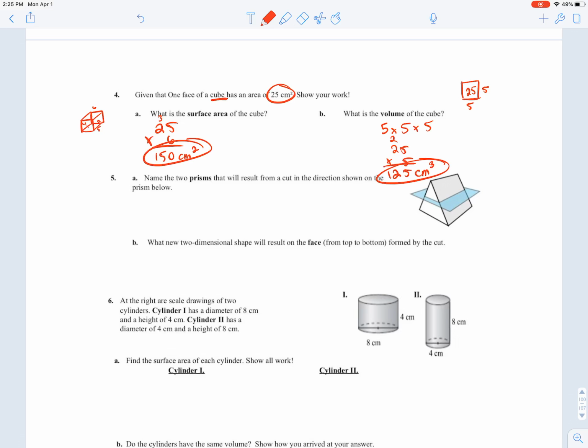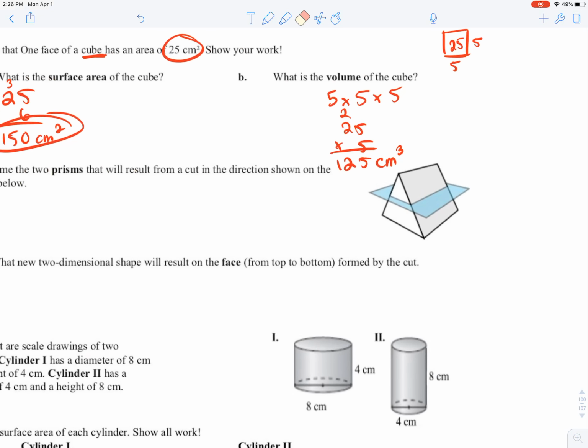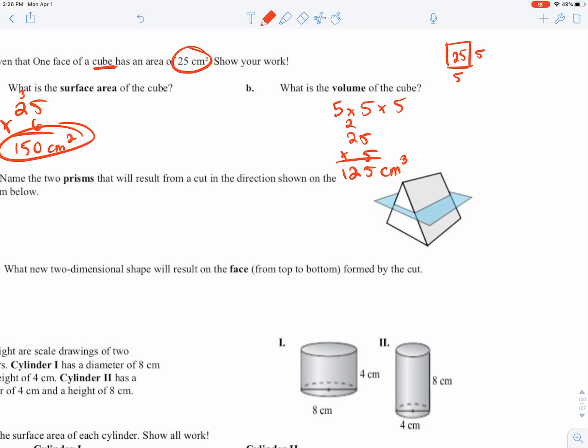Okay, let's keep going. Number 5, it says name the 2 prisms that will result from a direct cut in the direction shown on the prism below. Okay, this might be a little difficult to see. Okay, so I'm gonna zoom in a little bit. So this blue like kind of sheet of paper that's going through my prism, that is the cut. Okay, so the question is asking me, what 2 prisms do you see on either side?